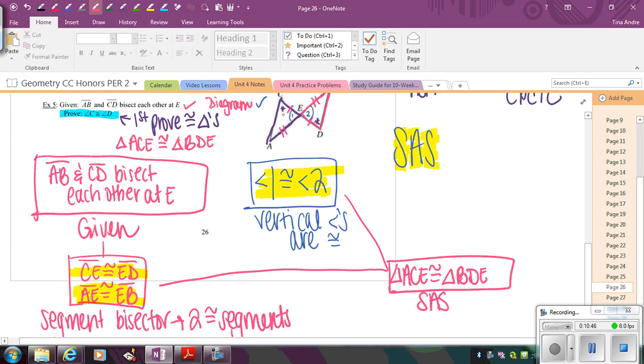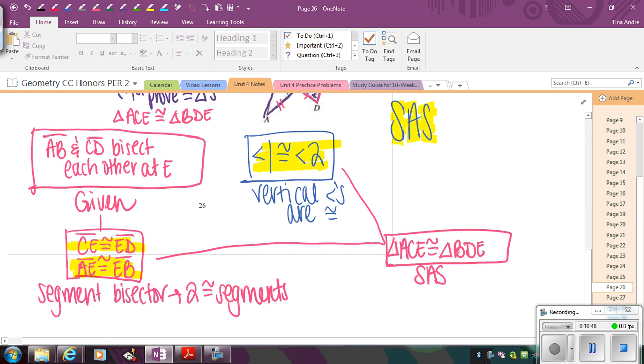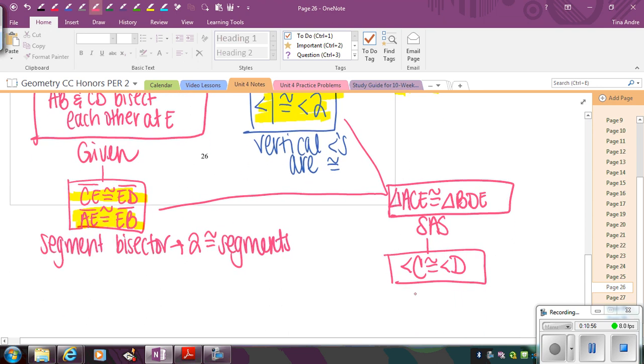And then from there, since the triangles are congruent, that makes all of the other corresponding parts congruent. So now I can say angle C is congruent to angle D because it's a set of corresponding parts in congruent triangles. So this is CPCTC. So corresponding parts of congruent triangles are congruent, or I could say congruent triangles imply the corresponding parts are congruent. So that's the idea of these proofs.